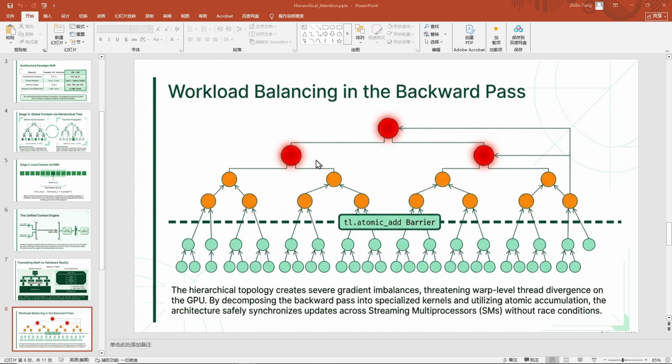Let's look at the most challenging part of the Triton kernel implementation. The hierarchical structure introduces additional challenges, particularly in the backward pass. Computing gradients through the tree requires careful application of the chain rule of calculus within the Triton kernels. A single kernel would suffer from severe thread divergence because of the branching hierarchy. To solve this, we decompose the backward pass into multiple specialized kernels, each handling specific gradient computation.